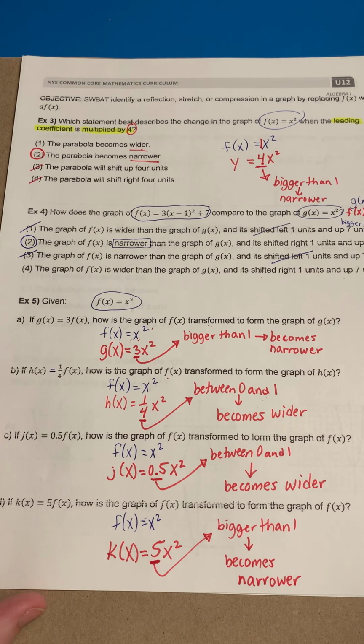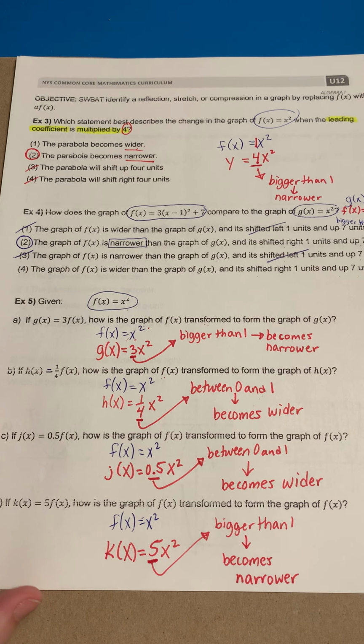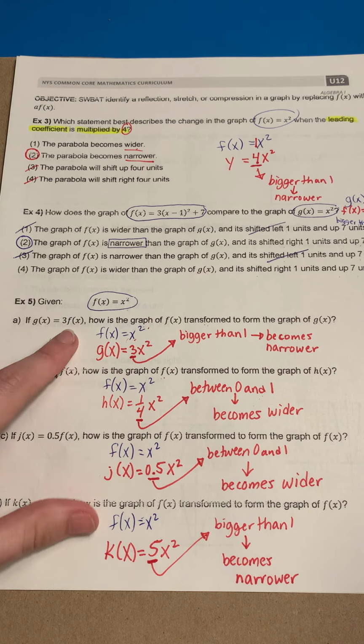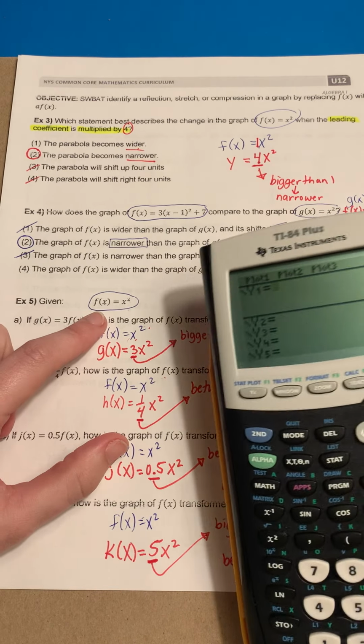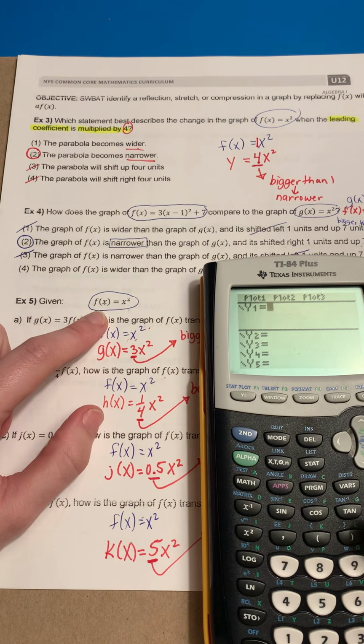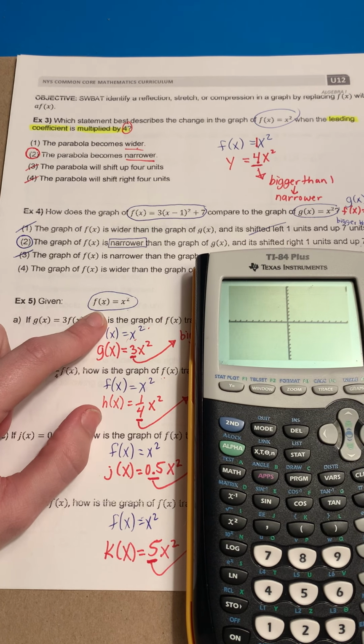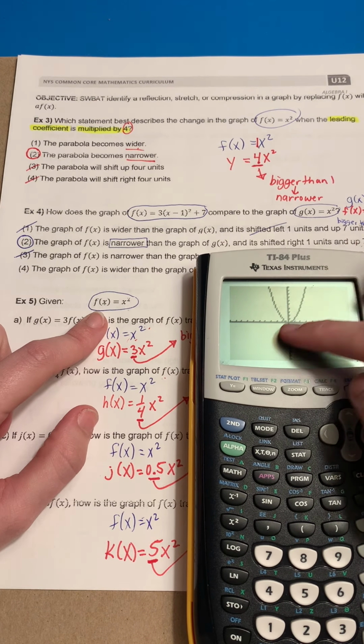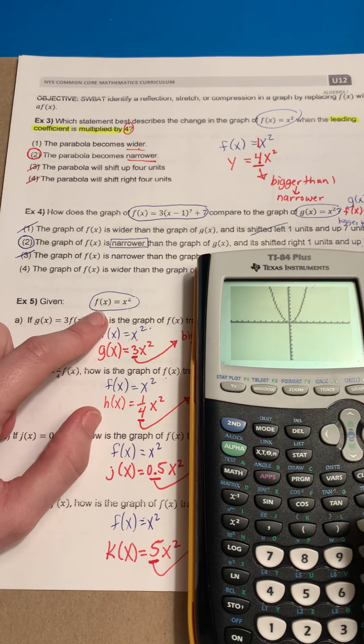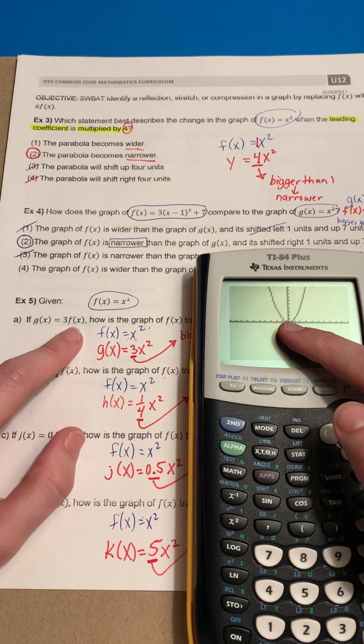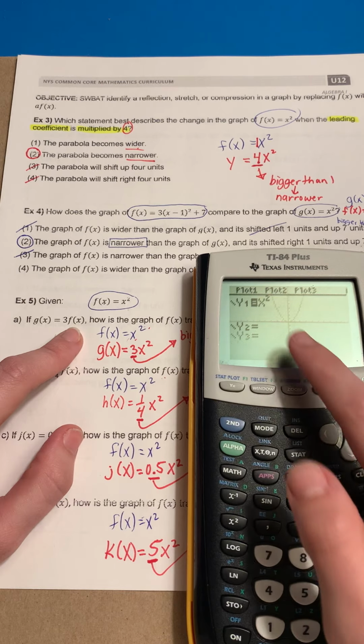Now you can always check in the calculator to help you with these. Okay, let's say you maybe forgot the rule to determine whether it becomes narrower or wider. So I'm just going to go back to this first one for a second for an example. My original equation was y equals x squared. So let's just take a look at what that looks like. Okay, it looks like my original parabola, right? Now let's type in g of x.